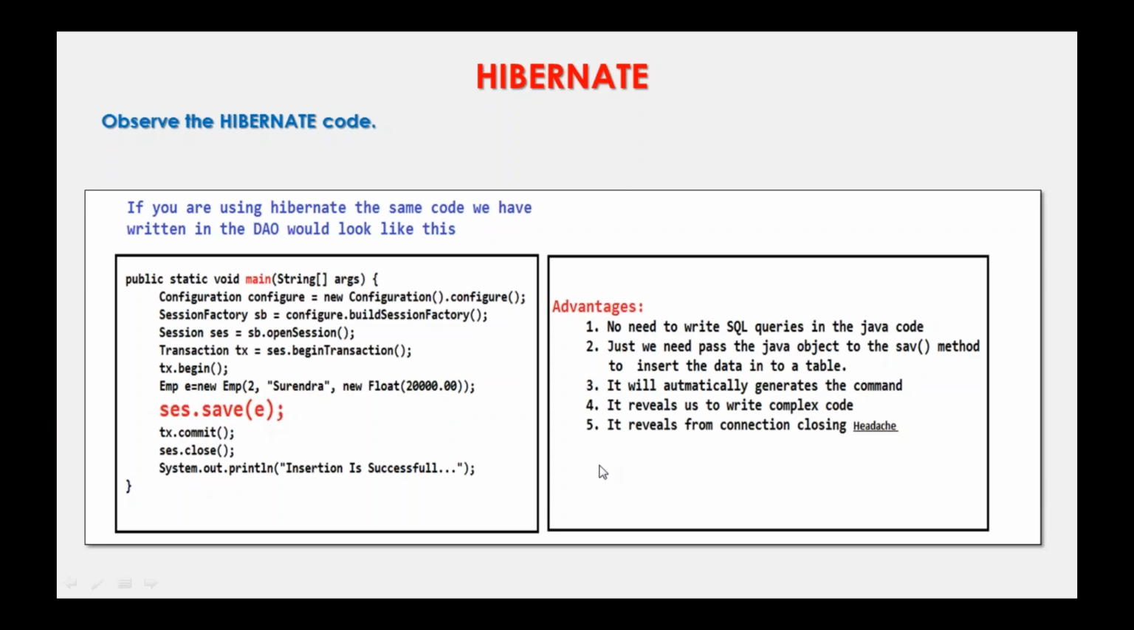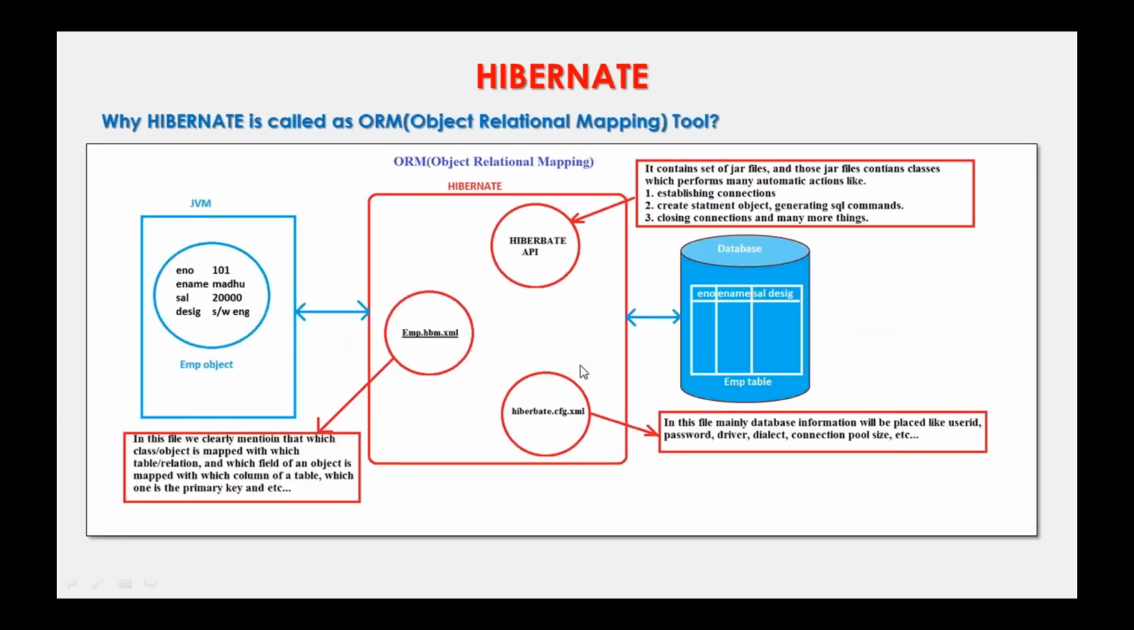But to which database? To Hibernate, we tell through this file to which database it has to connect. And if you pass the employee object, in which table Hibernate has to store it, we have to tell Hibernate through this HBM file. Based on this HBM file, it will store that data in the table.